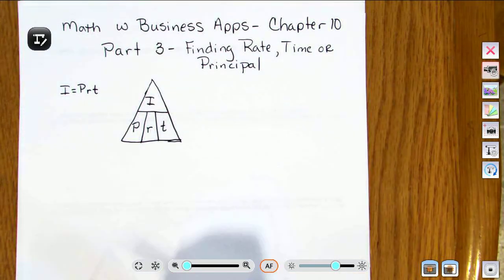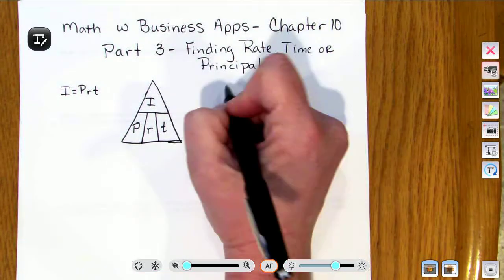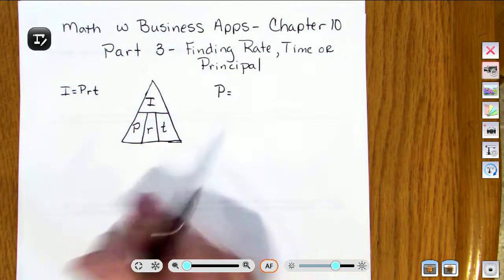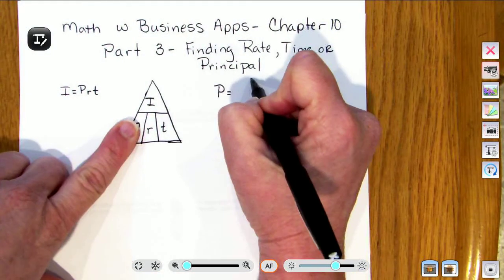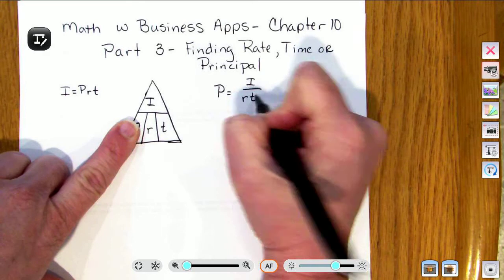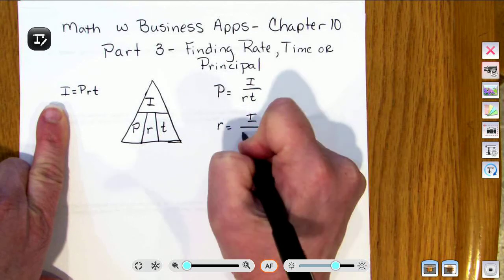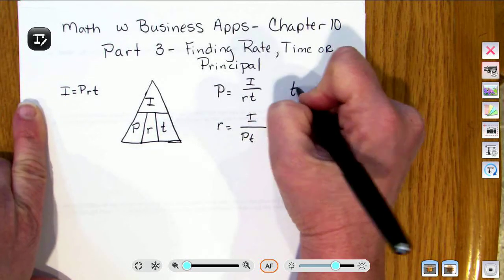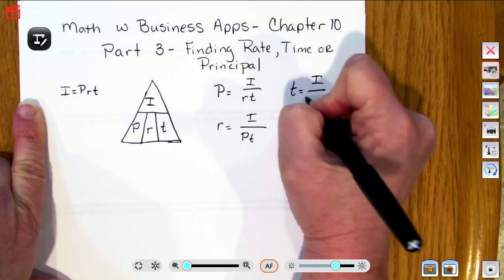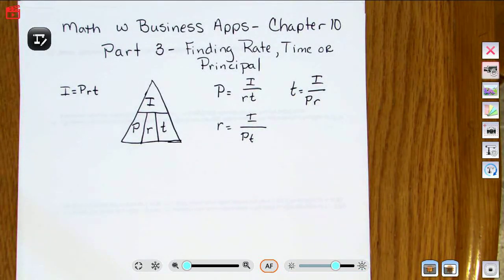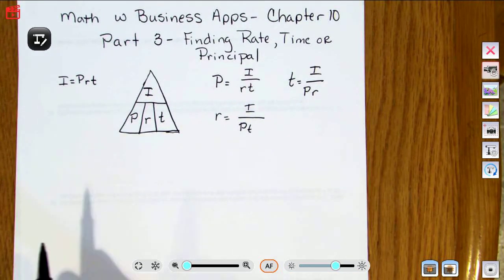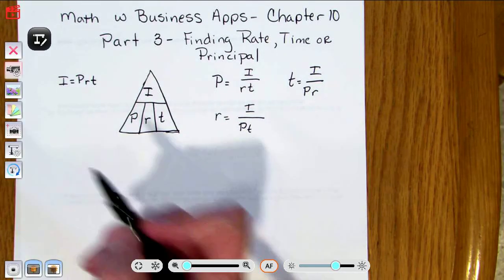Okay, so the nice thing about putting them in this triangle is that we are able to solve for the other pieces relatively easily. So P, if I cover that up, we will see that the I is over that R and that T. Similarly, R is I over P, T, and T is I over P, R. So we have these new little formulas for calculating the other parts of the I equals PRT formula. Let's do some examples using these new formulas.